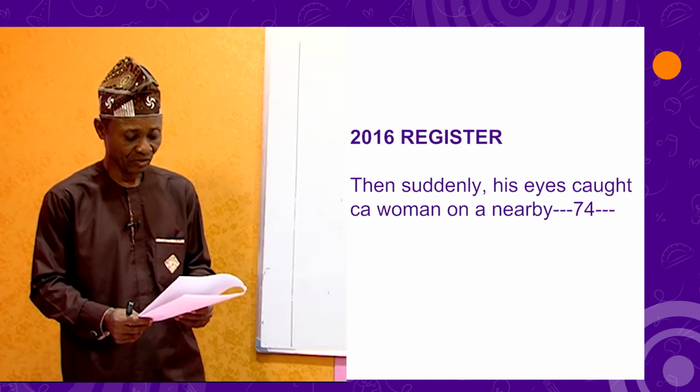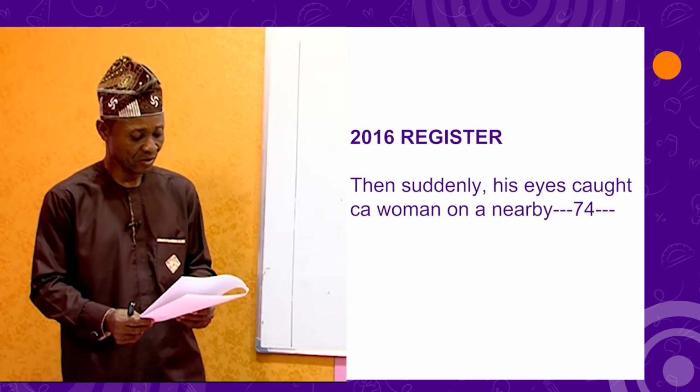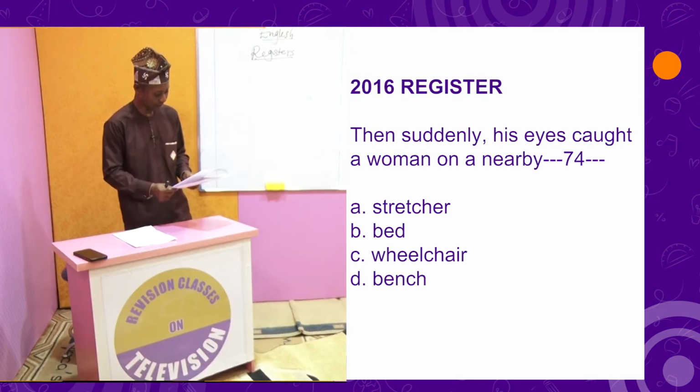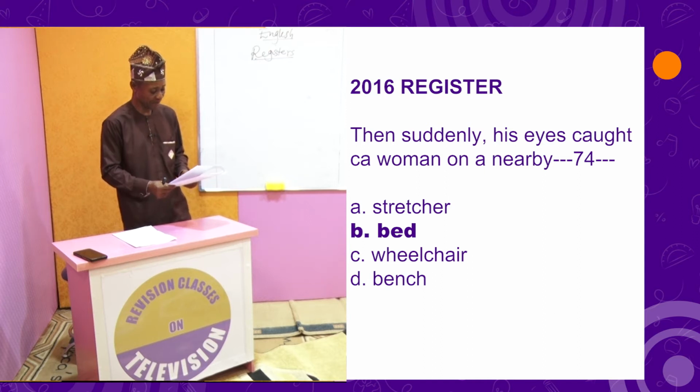Then suddenly, his eyes caught a woman on the nearby dash. Question 74. The options are A, stretcher, B, bed, C, wheelchair, D, bench. Option B, which is bed, is the appropriate answer to question 74.